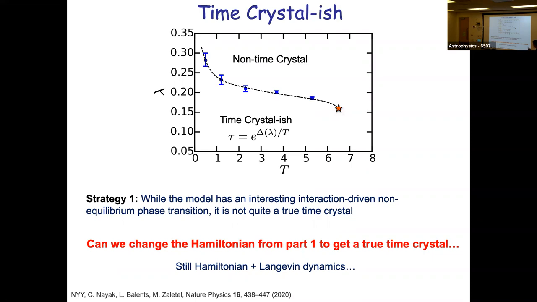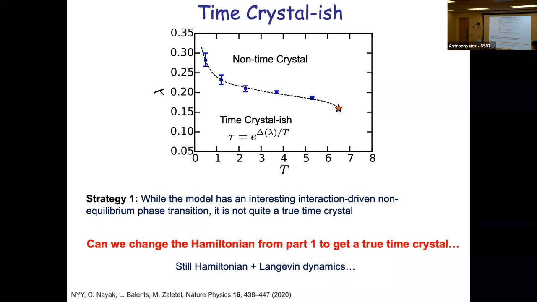But even in this parameter regime where you think that you have period doubled oscillations, if you measure for long times, it does not look to last. It looks like it's an activated behavior which depends on the temperature of the bath. So it is almost a time crystal where there's an exponential lifetime, but that lifetime, unlike the pre-thermal case, which is controlled by frequency over local energy scale, is controlled by a barrier set by the parameters of the system divided by temperature. So as promised, we have a very interesting interacting driven non-equilibrium phase transition, but the lifetime does not give me a true time crystal.